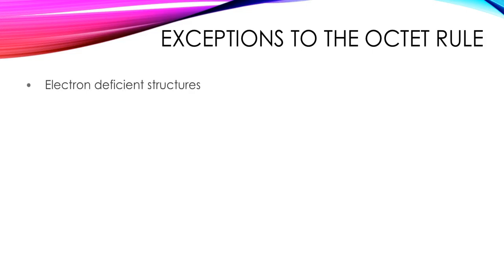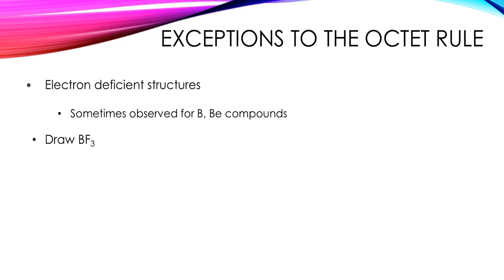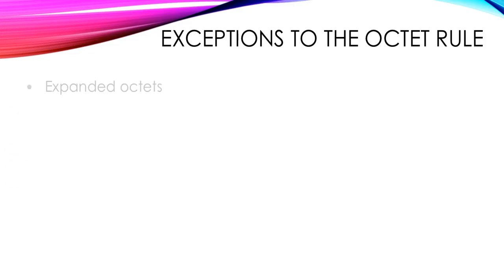Another important exception to the octet rule are electron-deficient structures. We tend to see this for compounds with boron or beryllium as the central atom, where they don't often end up with 8 electrons around the central atom. It's possible to draw them in some cases, but that's usually not what we get. So if we think about boron trifluoride, let's again start by counting electrons. There are 7 electrons from each fluorine, and there's 3 of those, plus 3 from the boron, so that's 24 electrons.